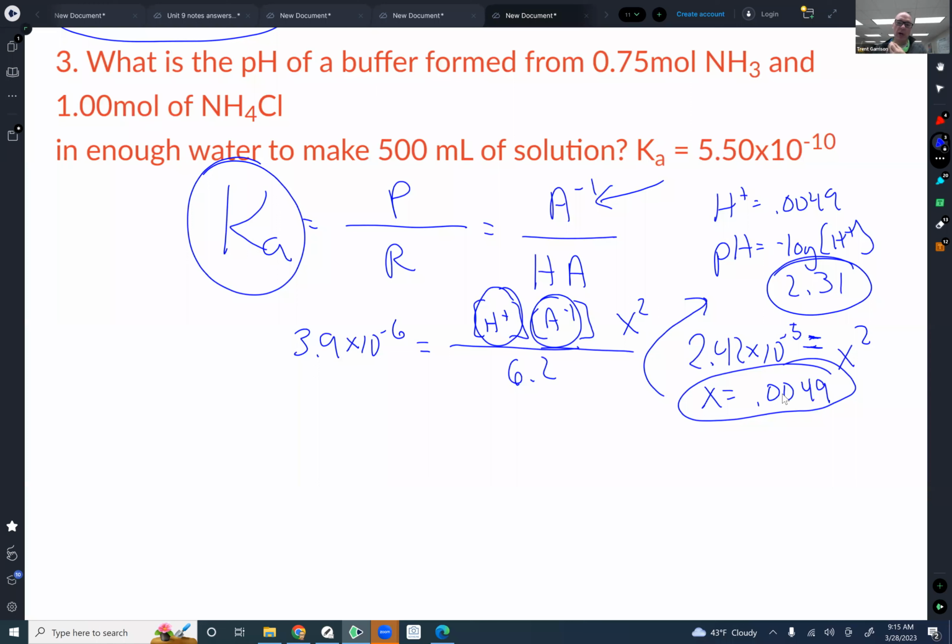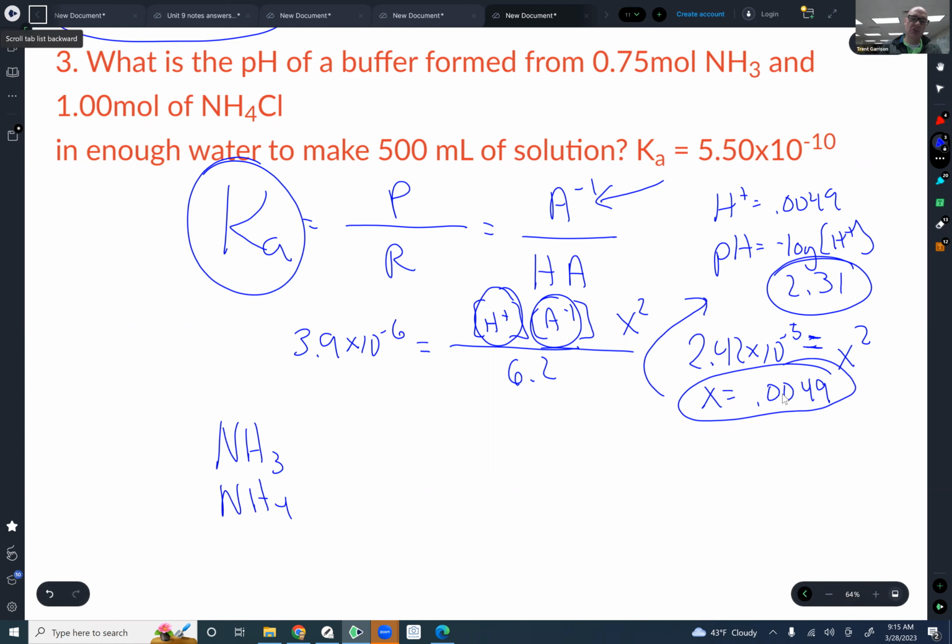Okay, so to understand what's happening, we have to look at the nature of this NH3 and this NH4. NH4 is going to donate a hydrogen. That's just the nature of this NH4. It's something that you're going to have to start to recognize. And the nature of the NH3 is that it is going to accept a hydrogen so that it can become NH4.